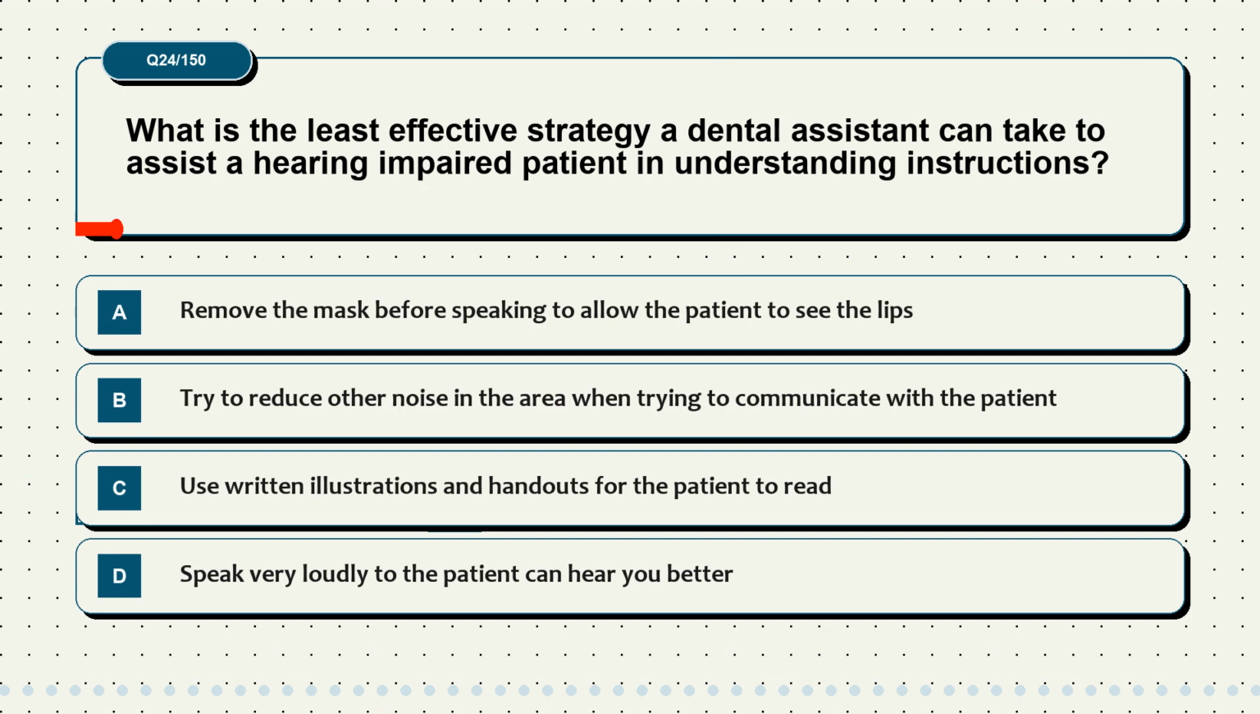Question 24. What is the least effective strategy a dental assistant can take to assist a hearing-impaired patient in understanding instructions? Here are the options. Option A. Remove the mask before speaking to allow the patient to see the lips. Option B. Try to reduce other noise in the area when trying to communicate with the patient. Option C. Use written illustrations and handouts for the patient to read. Option D. Speak very loudly so the patient can hear you better.